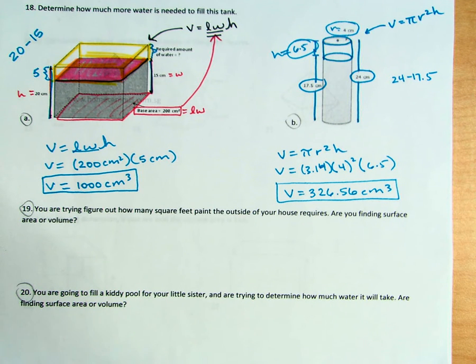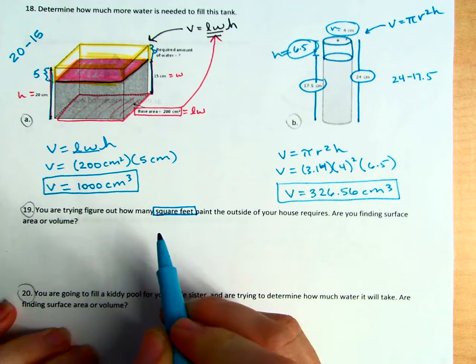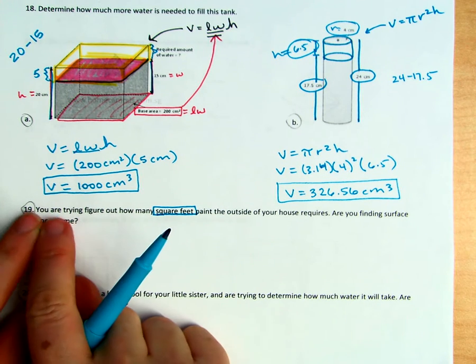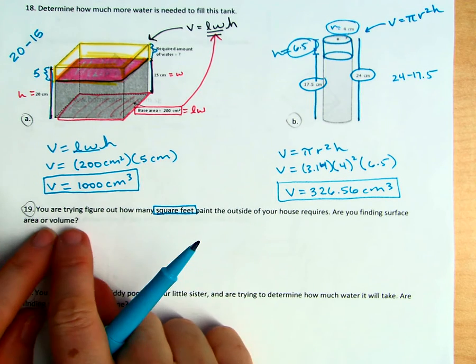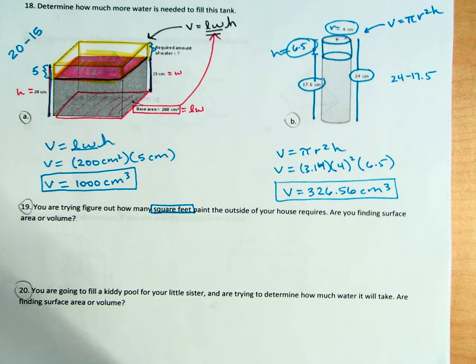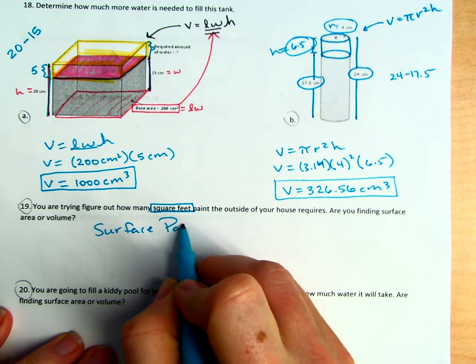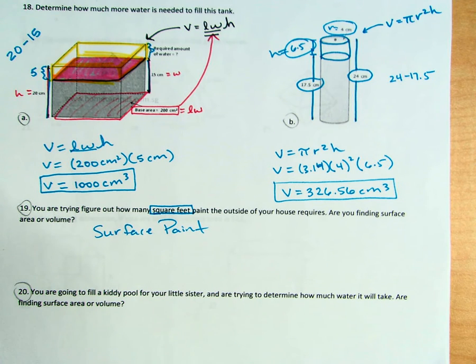All right, 19 says you're trying to figure out how many square feet of paint for the outside of your house. My question is, when you find this, are you finding surface area or are you finding volume? I kind of give you a hint in the middle of the problem. My hint was you are trying to find out how many square feet of paint, square feet. All area comes with square units, and all volume comes with cubic units. So the fact that I asked for square feet is the hint that this is in fact surface area. But also, a hopefully obvious conclusion to draw, because you're wanting to paint the surface of your house, we would call that surface area.